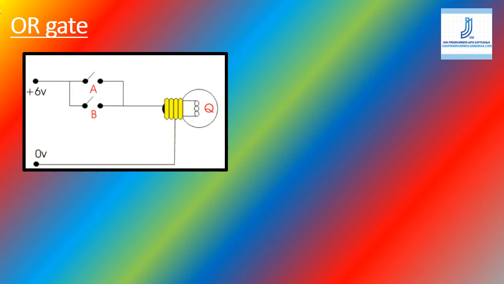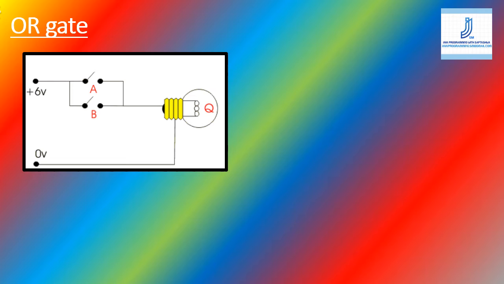Here switch on implies 1, that means the value is true, and switch off implies 0, and the bulb glows implies 1, and the bulb when it is not glowing implies 0. And when you note down all these combinations in a truth table, you will see how the OR gate works.